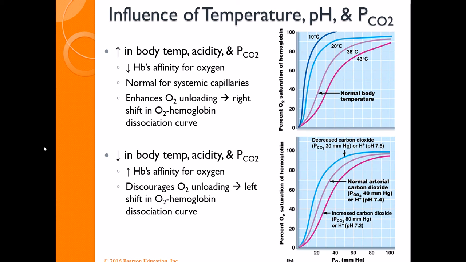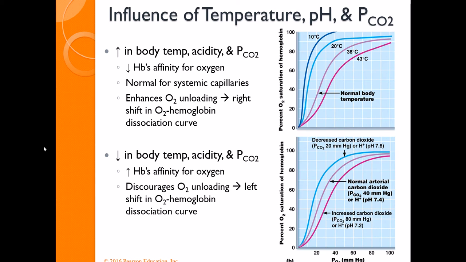And the cool thing about that is when these factors go up, indicating an active tissue, that actually decreases the attraction that hemoglobin has for oxygen. And so it makes oxygen coming off of the hemoglobin, oxygen offloading, much easier, which is great because if we're having an active tissue, we want to give it oxygen more easily.